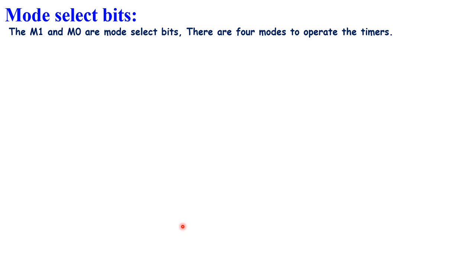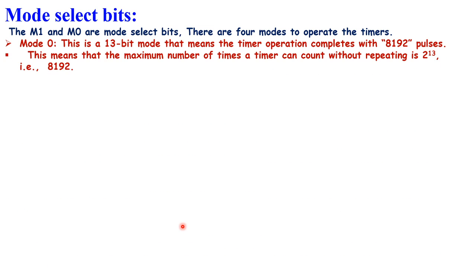Now the mode select bits M1, M0 select the 4 modes operated in timers. Mode 0 we already discussed, that is the 13-bit mode. That means the timer operates completely with 8192 pulses. This means the maximum number of times a timer can count without repeating is 2 raised to 13, that is 8192.